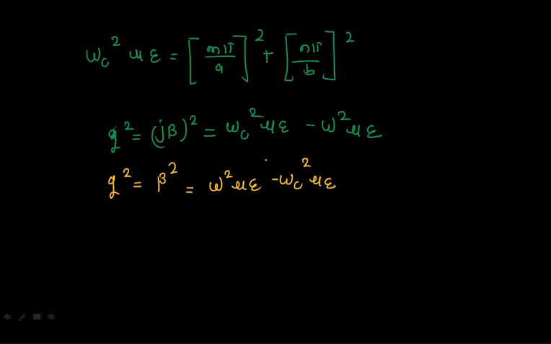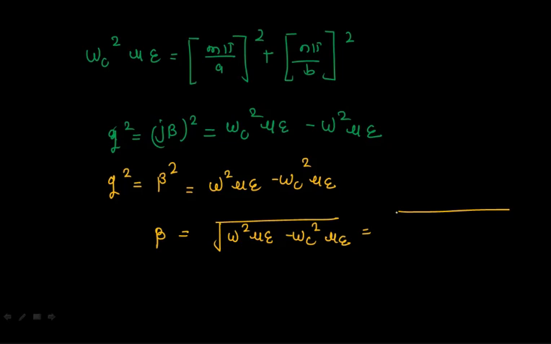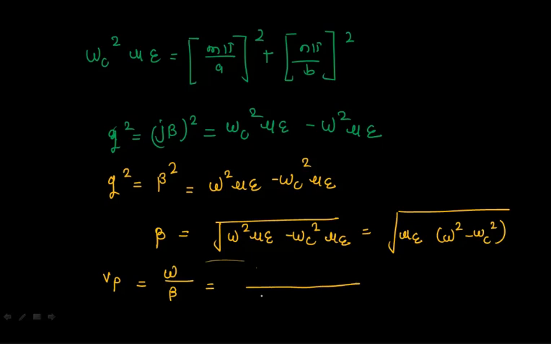क्योंकि ये मैंने प्लस किया है तो अंदर के साइंस I have changed over here. So I can write beta square is equal to omega square mu epsilon minus omega c square mu epsilon. So one mu epsilon will come out: mu epsilon times omega square minus omega c square. ठीक है? So whenever you are writing a phase velocity, you are writing omega by beta. Now I have got only beta over here. ठीक है? So I can write my beta here as the square root of mu epsilon times omega square minus omega c square, and this will be the omega over here.